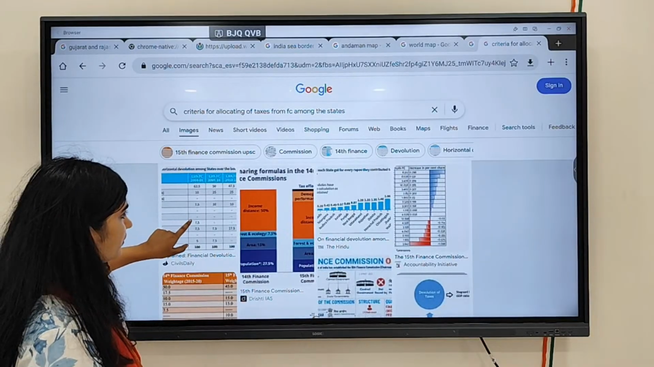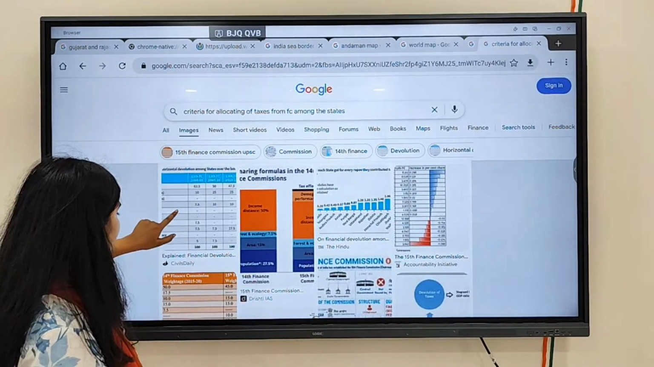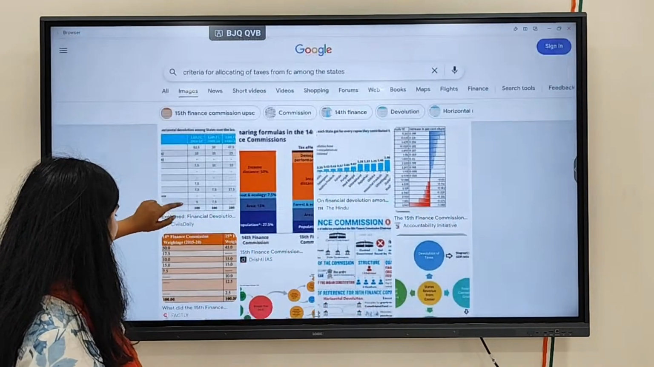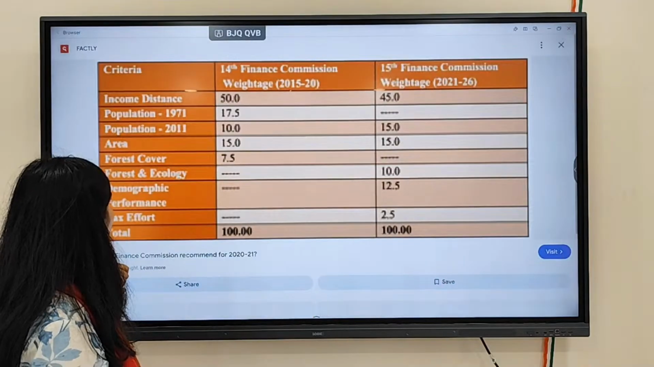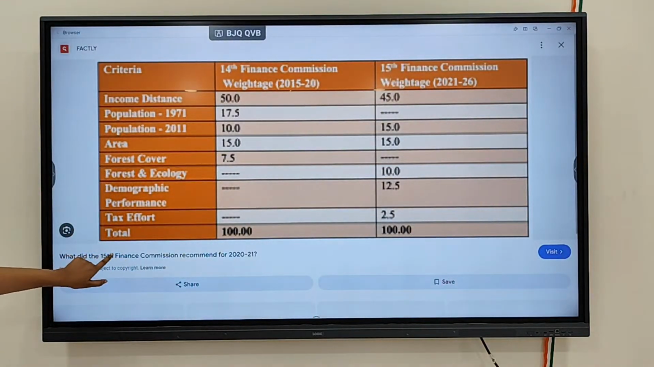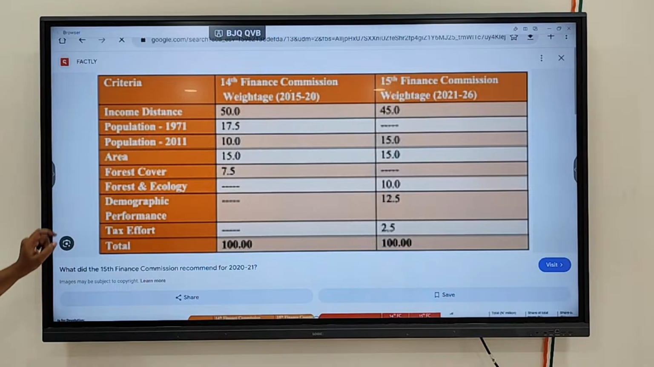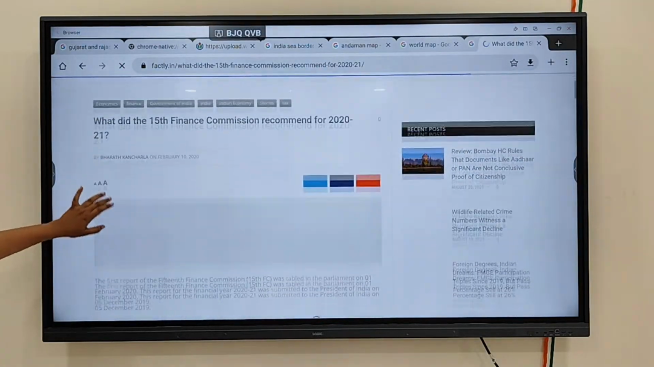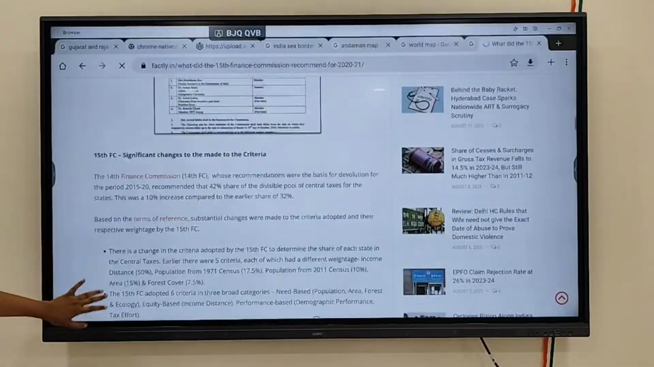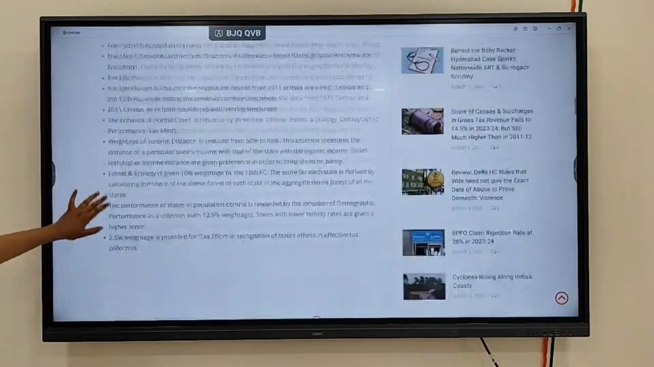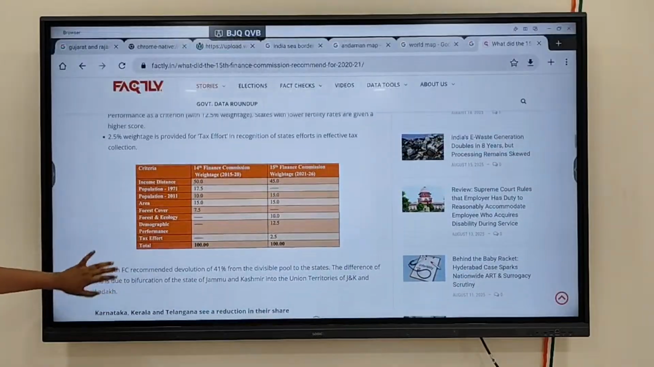Financial devolution. Yes. Let me check this. Yeah, based on 14th and 15th Finance Commission, there is a table. Yes, here it is.